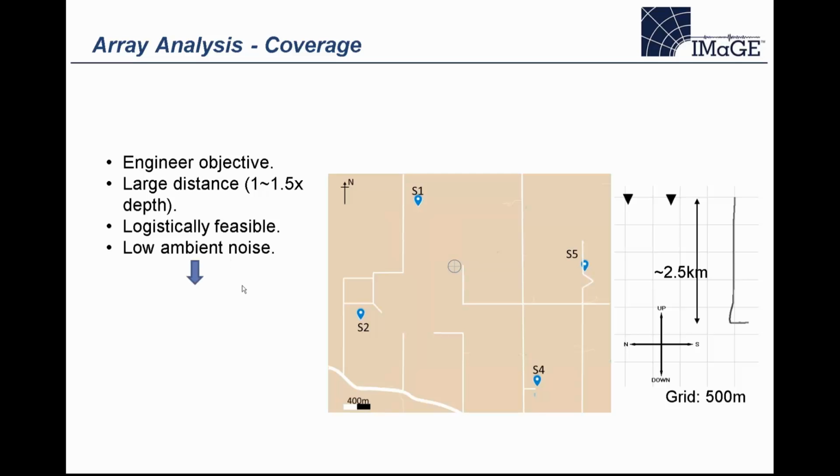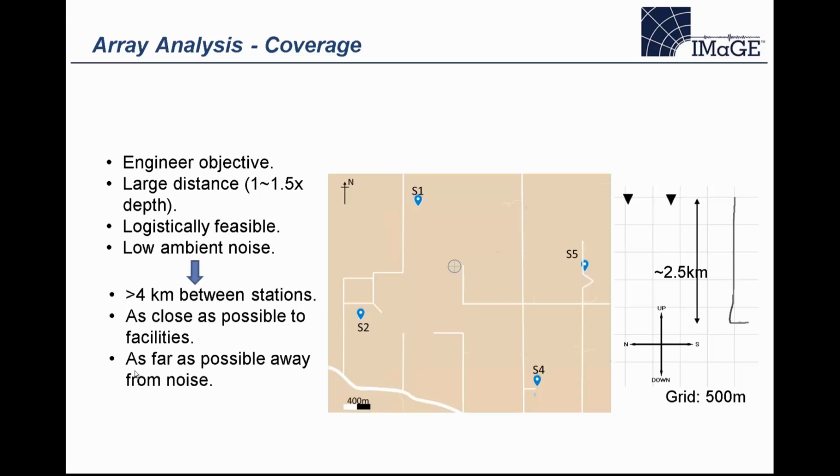So those general requirements lead to a few specific requirements for this project. We are looking at the injection point 2.5 kilometers from the surface. So that means the distance should be around 4 kilometers away. So you see here, these two stations are larger than 4, but along this direction, the distance is less than, it's about 3.8 kilometers. And then it should be as close as possible to facilities so we can maintain the stations. And also it should be as far as possible from facilities so we can minimize the noise.